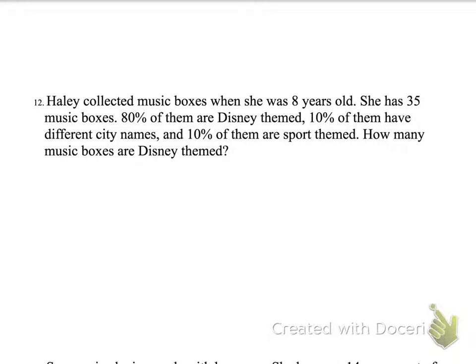Number 12. Haley collected music boxes when she was 8 years old. She has 35 music boxes. 80% of them are Disney themed, 10% of them have different city names, and 10% of them are sports themed.